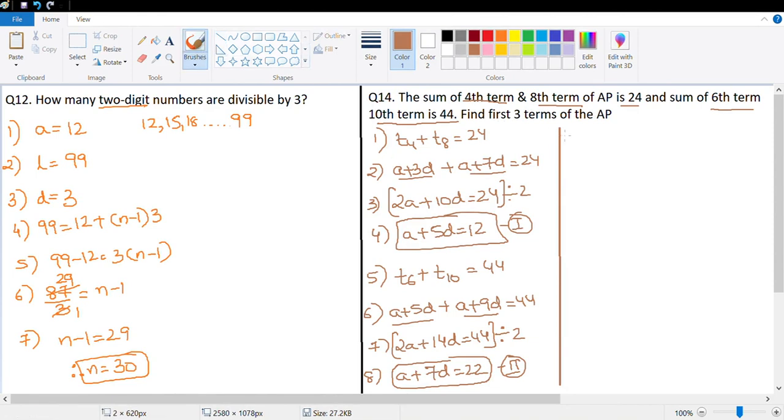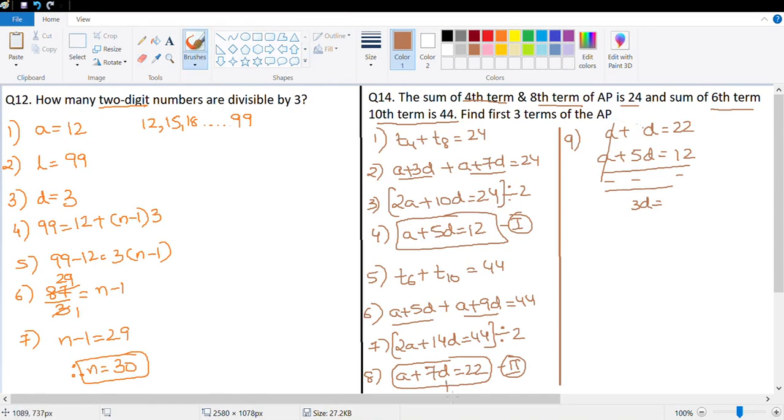So A plus 8D is equal to 22, and A plus 5D is equal to 12. Subtracting them, A minus A gets cancelled. 8D minus 5D is 3D, and this is equal to 22 minus 10. Have I done something wrong? This is not 8D, this is 7D, right? That's the mistake that I had done. The equation 2 was A plus 7D. I don't know how I got 8.